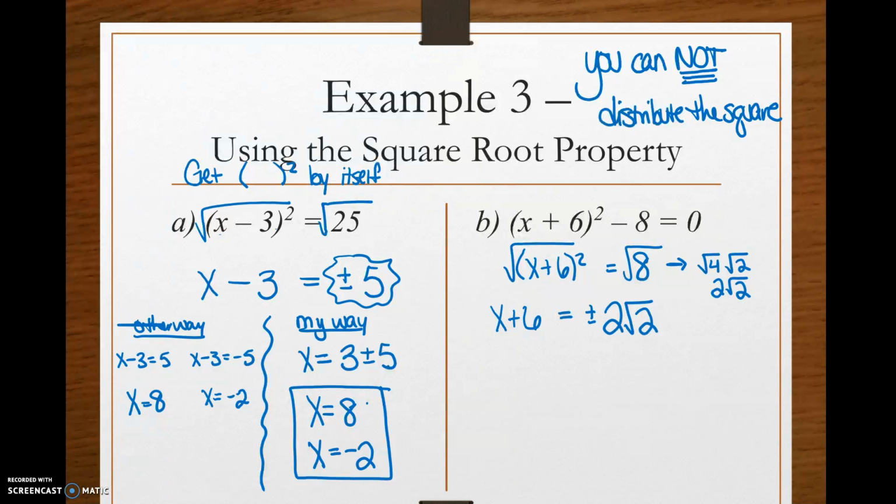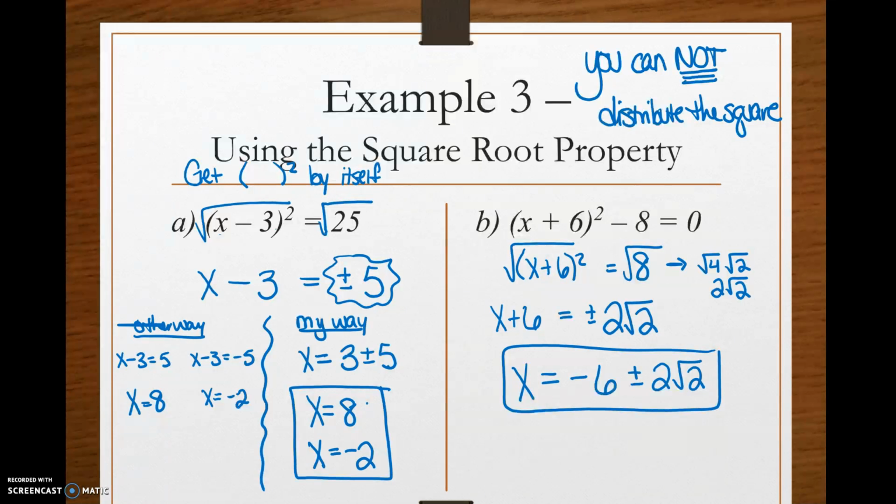Now, how do you finish this problem? Subtract 6, and where should that negative 6 go? Write the negative 6, and then the plus minus 2 square root of 2. If they ever asked you for decimals, in your calculator, you would do negative 6 plus 2 times the square root of 2, hit enter. Then you would do negative 6 minus 2 times the square root of 2, and hit enter. Okay, with parentheses, you cannot distribute the square. Get the parentheses by themselves, then square root.